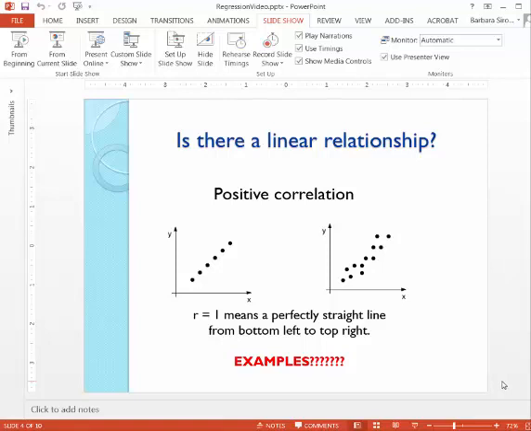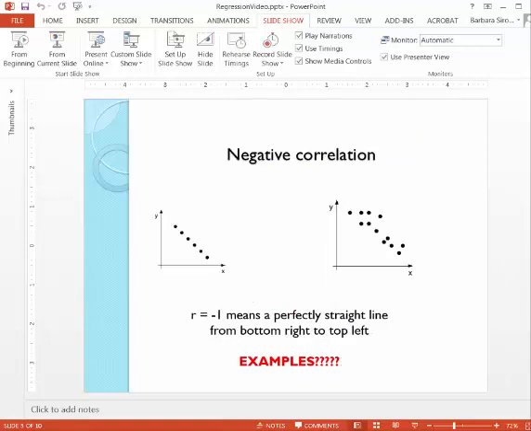Some examples: the more time you study, the higher your exam score will be. Subtle hint, what can I tell you? Of course, not everything is a positive correlation. We could have negative correlation, and that means as x goes up, y goes down. Again, if the points are perfectly on a line, r is going to be -1, but that never really happens. In real life, there'll be a spread of points that look kind of like this.